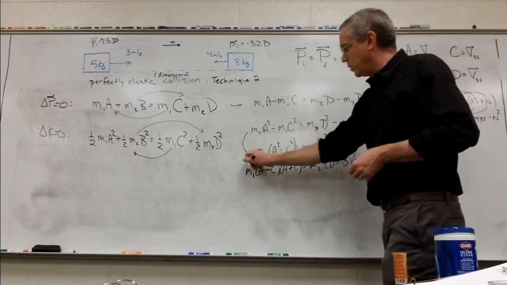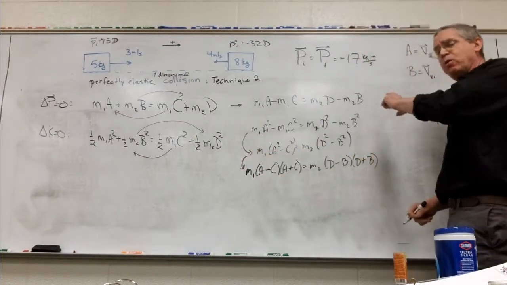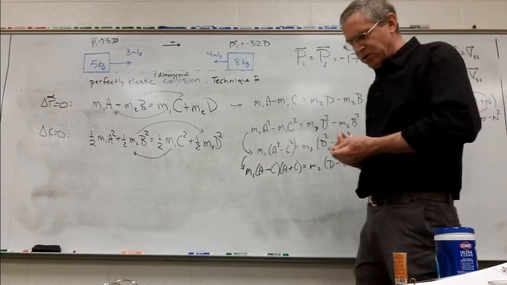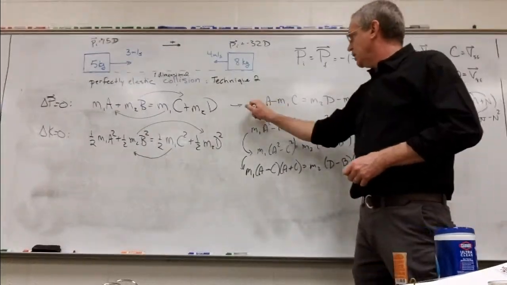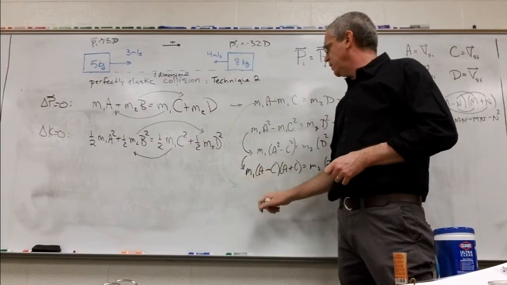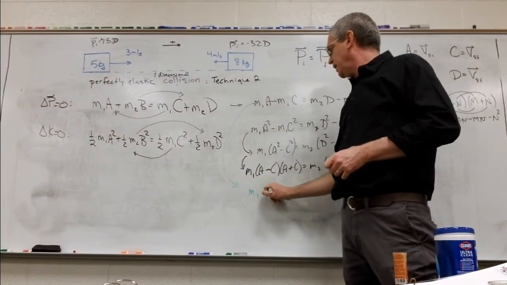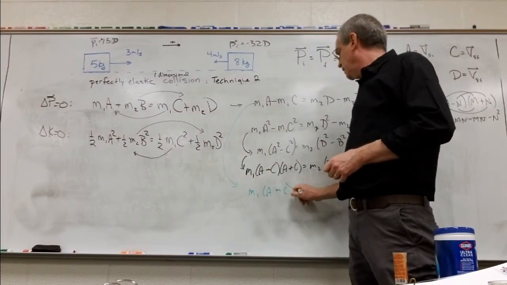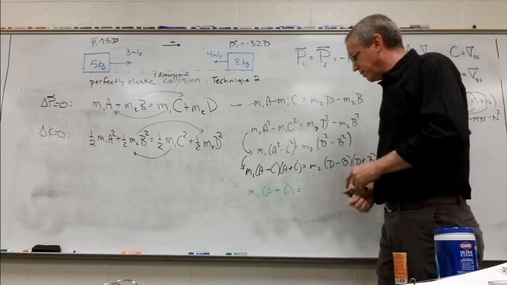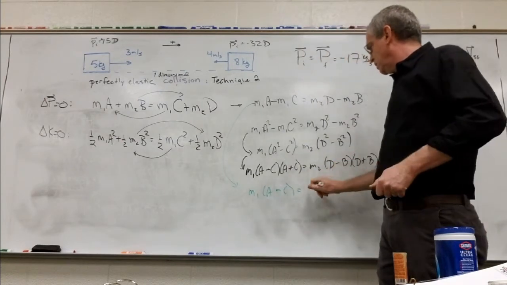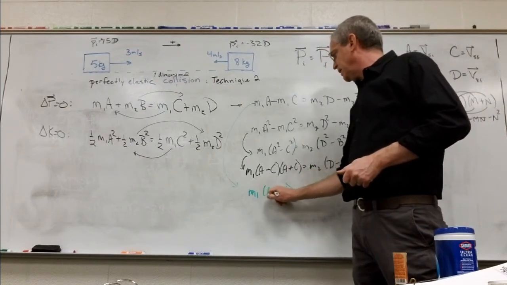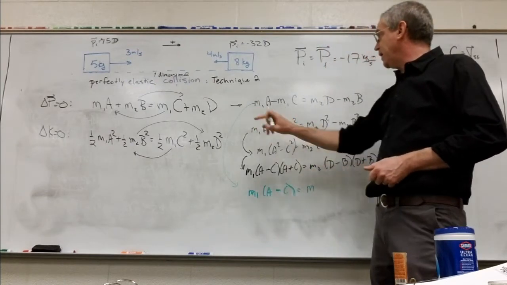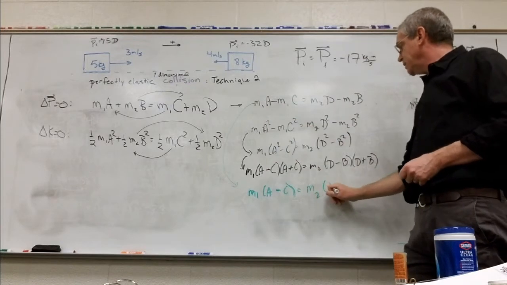If we factor it one more time, the top equation we're going to factor also, and I'm going to use a different color here. So I'm going to take this one and factor this one. So I have m1 times a minus c equals m2 times d minus b, factoring m1 out over here and factoring m2 out over there.